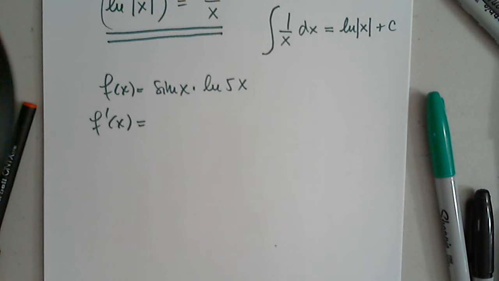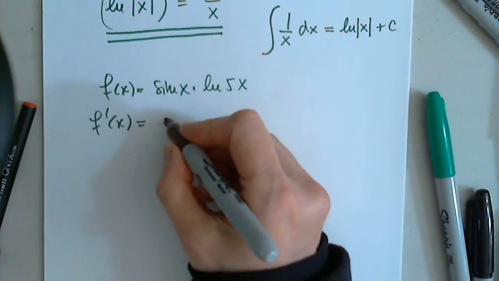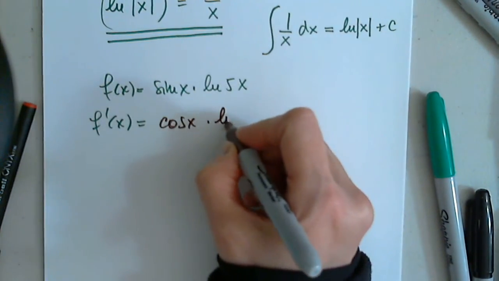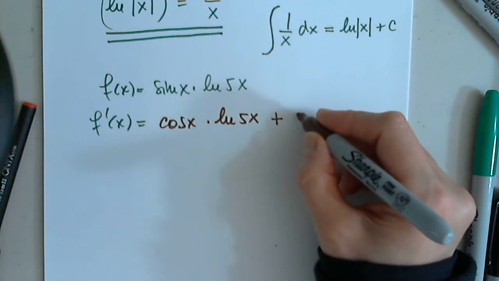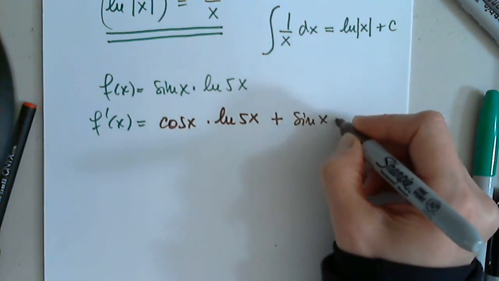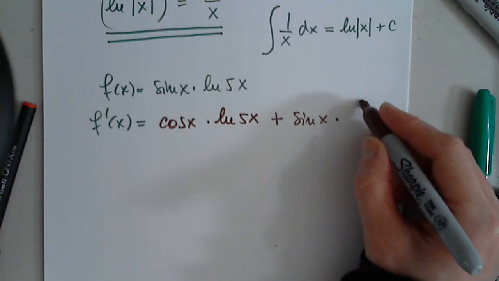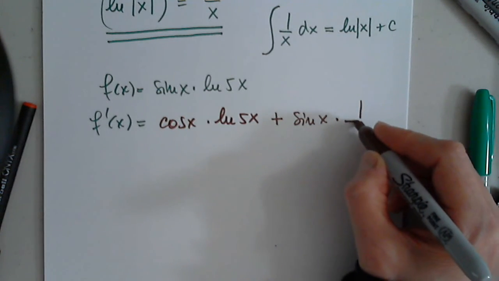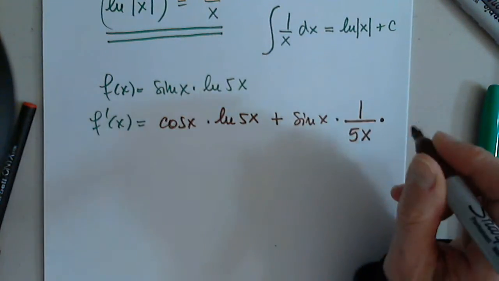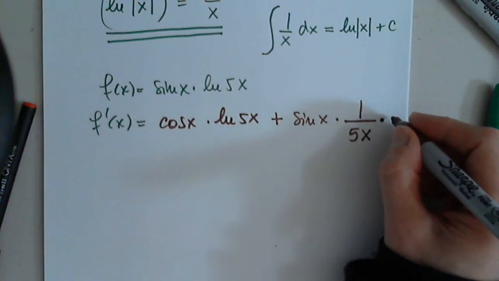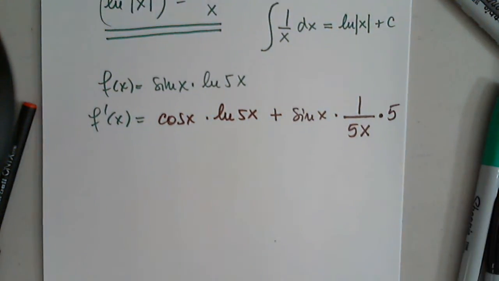Anyone would like to give it a shot? Is it cos x? Very good. Times natural log 5x. Very good. Plus sine x times 1 over 5x, multiplied by the inner function prime, then 5. That's it. Great job.